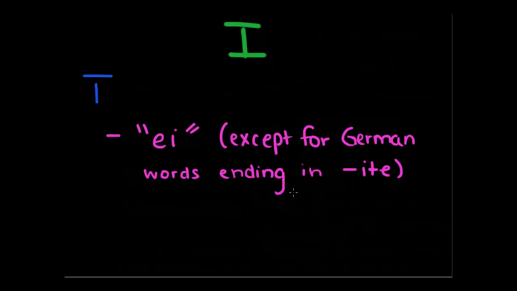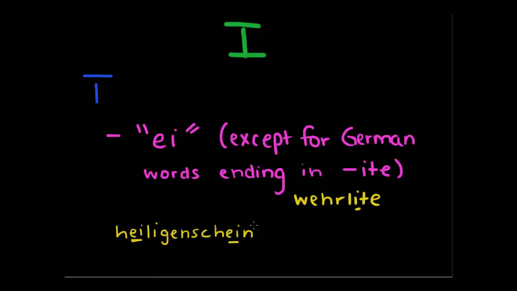Examples. An example with the mineral and the "ite" is Wehrlight. Here the I is just for the I sound. Otherwise, it's going to be E-I, as in Heiligenschein. Here, let me make this bigger. H-E-I, Heiligenschein. Here you have it twice, actually. E-I for the I, Heiligenschein. Okay, so E-I is the best way.